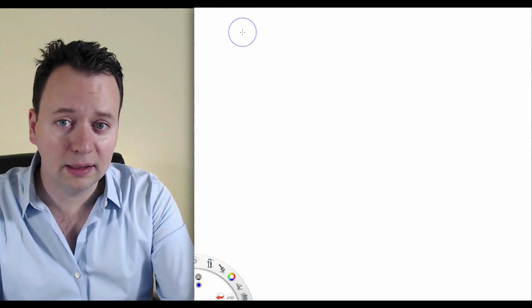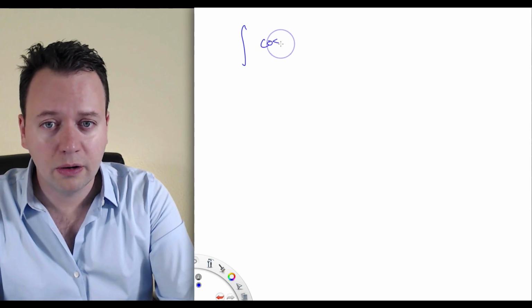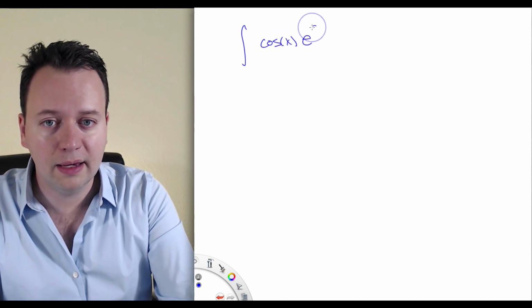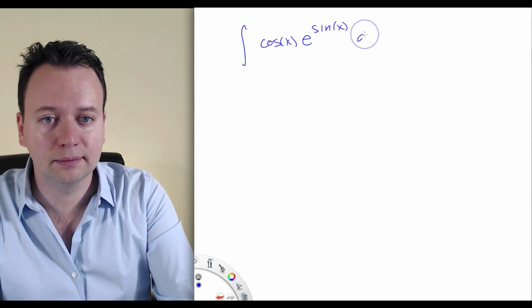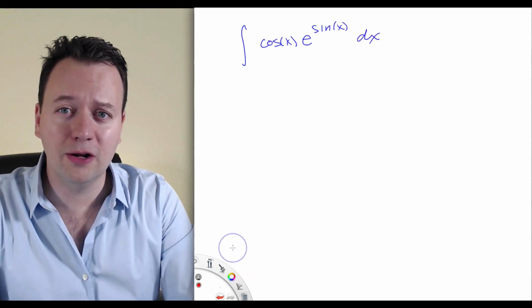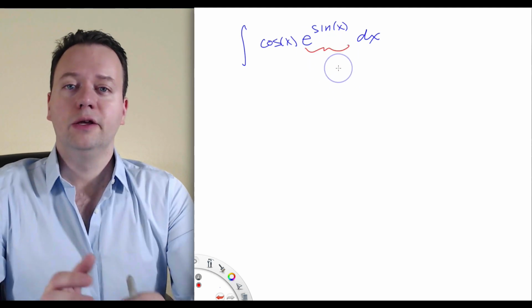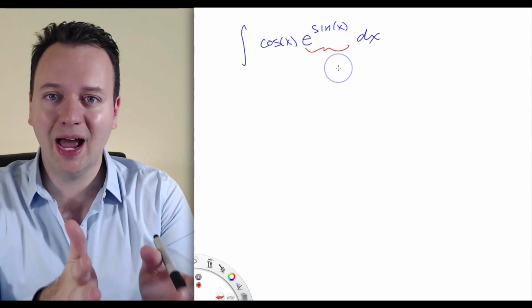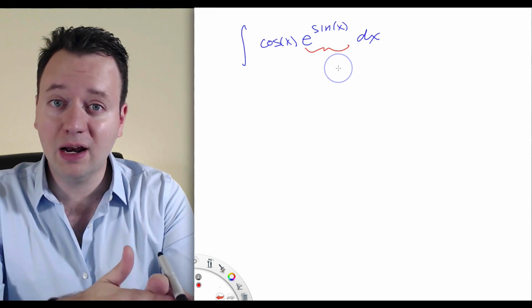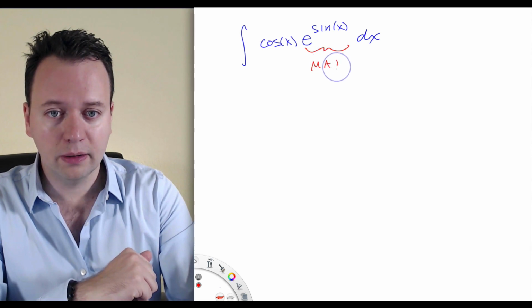Our next one gets a little bit more interesting. Suppose we have the integral of cosine of x e to the sine of x. So first we need to identify our major and minor. So right here we see a function of a function. So the inside function right here is sine of x. And the derivative of sine of x is essentially cosine of x. So this will be our major part.